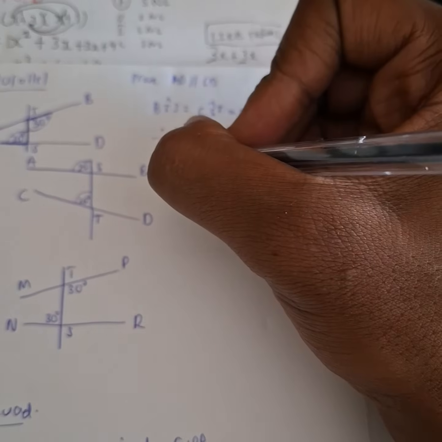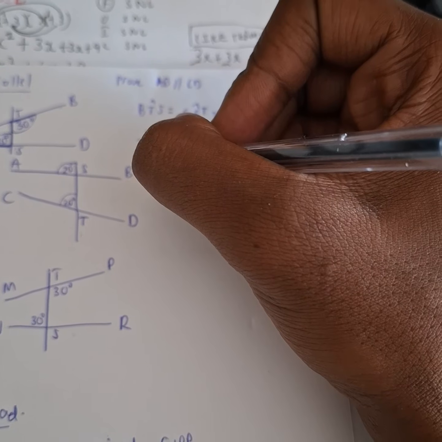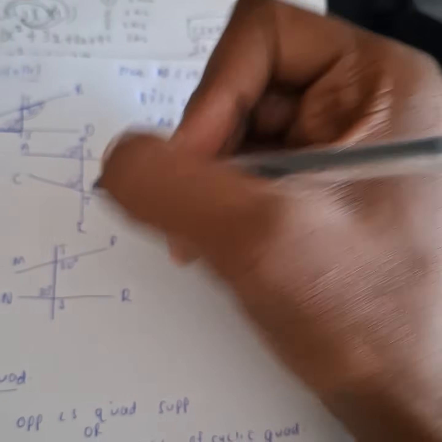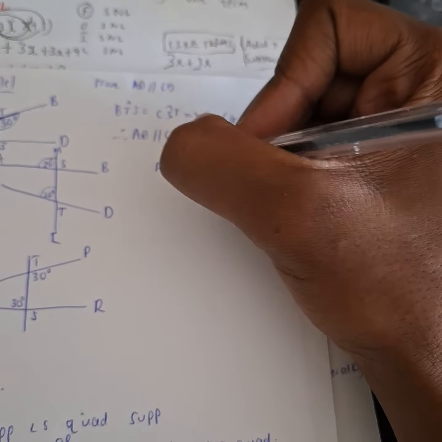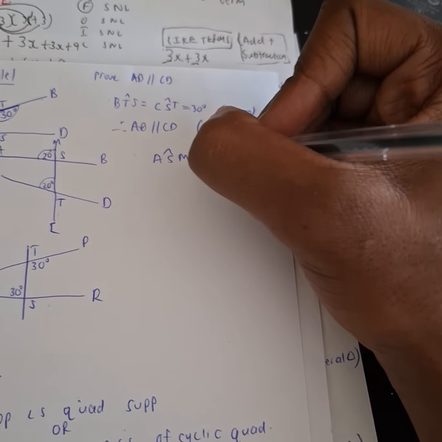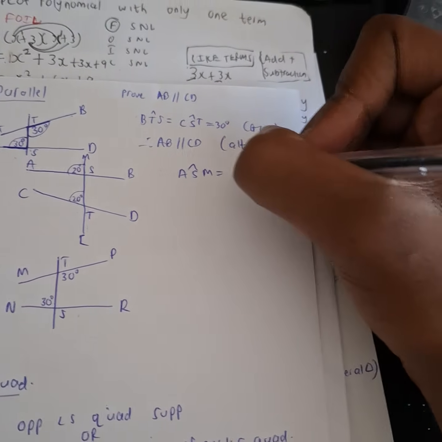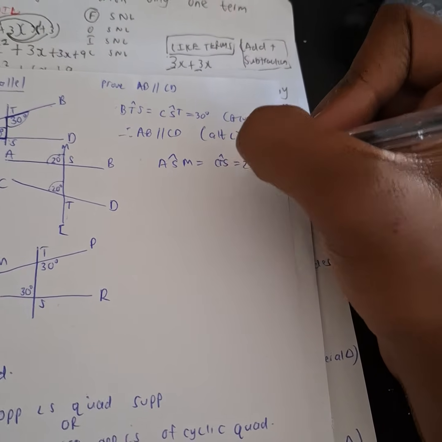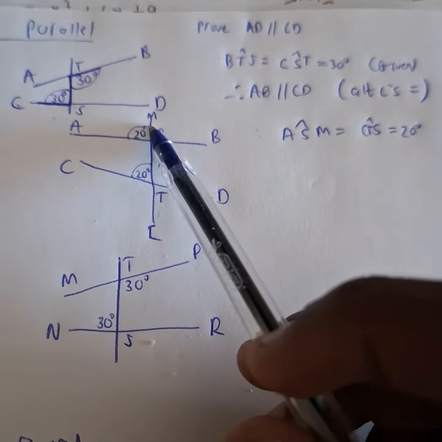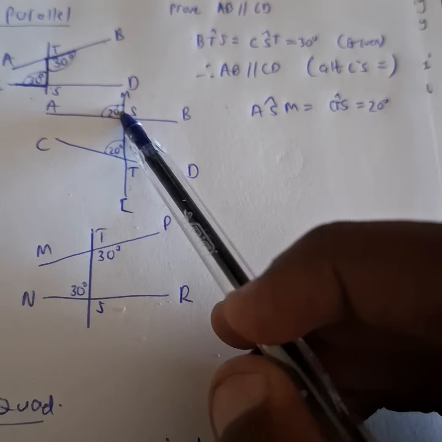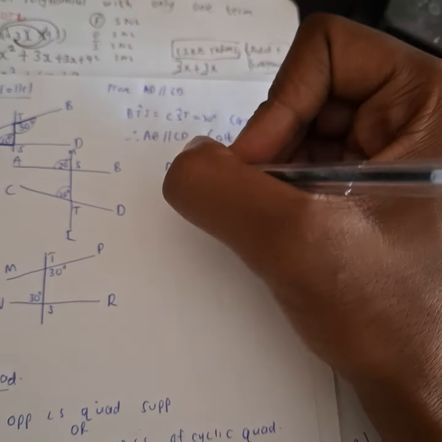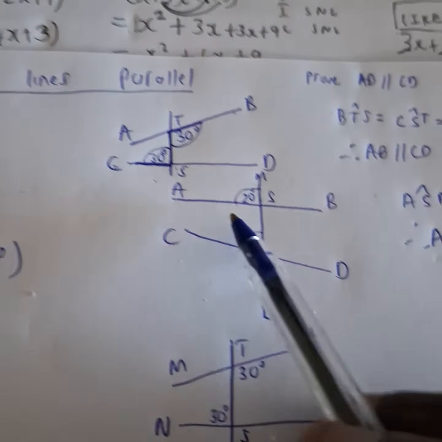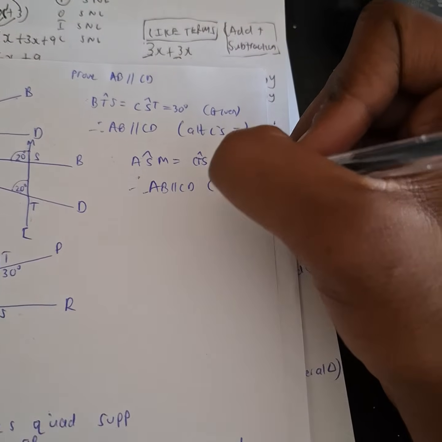So I can then say the following. Let's say the line ends at M, and let's say it ends at L here. I could say angle ASM is equal to angle CTS, which is equal to 20 degrees. And I can see that these angles are in the corresponding position because they form my F. Therefore, I conclude that AB is parallel to CD. Why? Because my corresponding angles are equal.